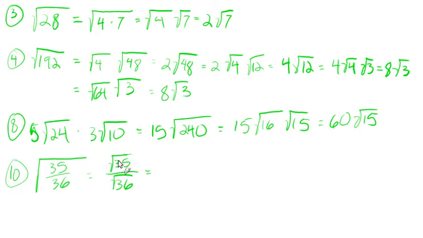35 you're going to find pretty easily. You're not going to be able to factor this into anything else that is a perfect square. You got 5 times 7, and both of those are primes, so there's no other way to factor 35. And 5 and 7, neither one of them are perfect squares. So you get the square root of 35 in the numerator. Square root of 36 is 6, and there you go. So that's as simplified as can be.